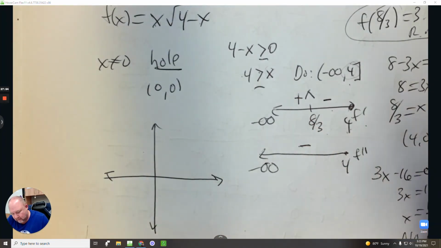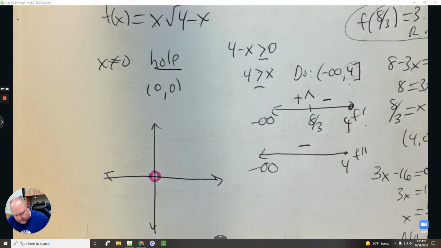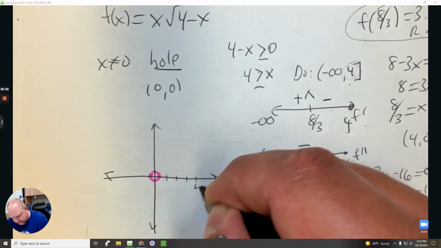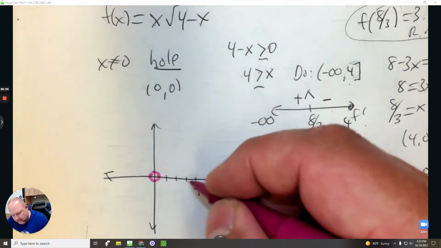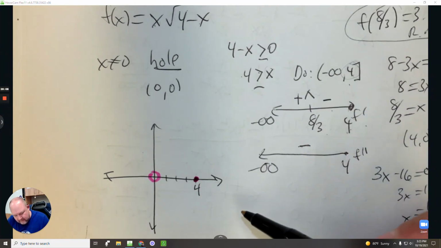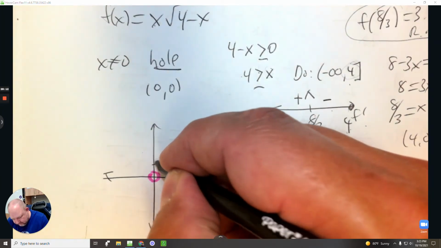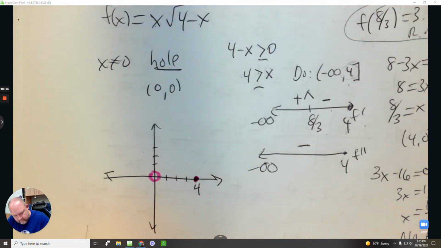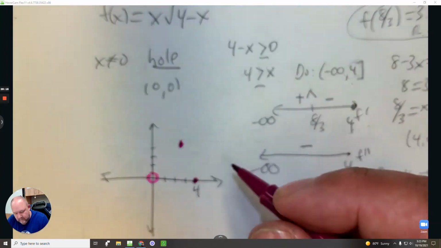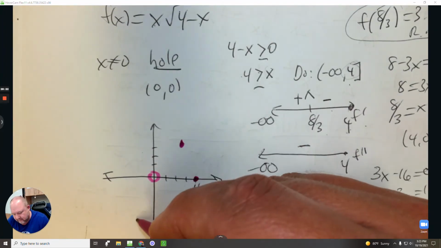we have a hole at (0, 0). We have an x-intercept at 4. We also have a maximum at 8 divided by 3. So not quite 3, 3.09. So somewhere there is a maximum, not quite 3, 3.09, and that's concave down.